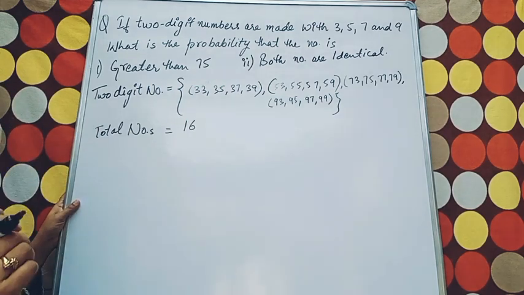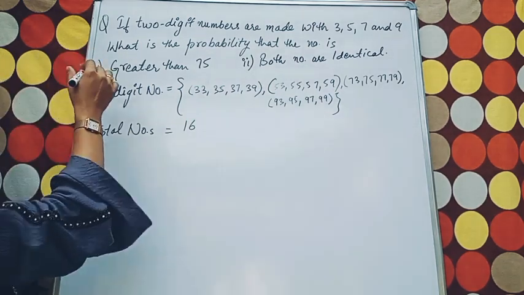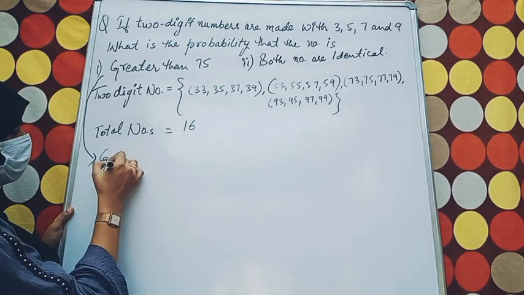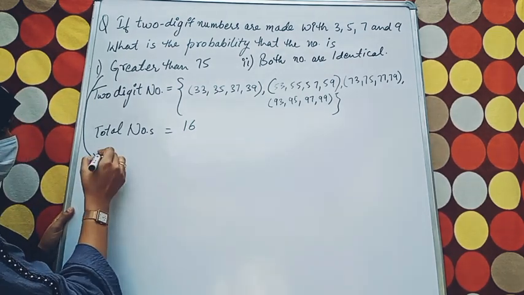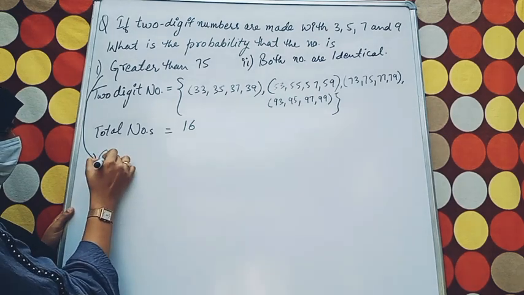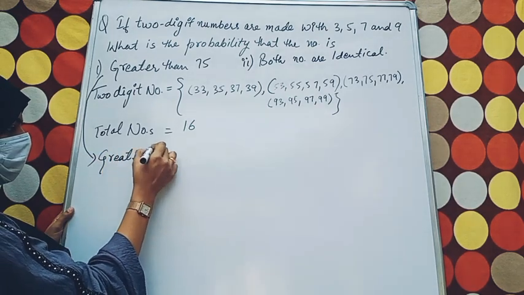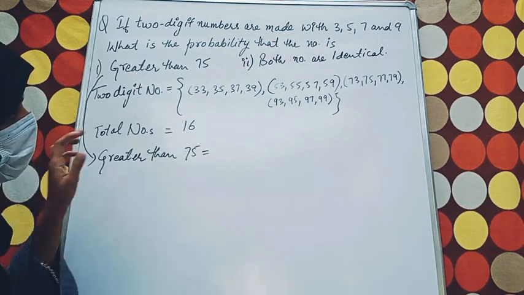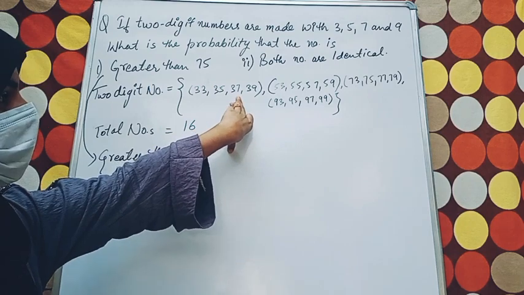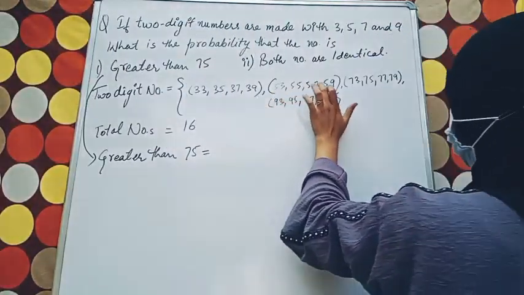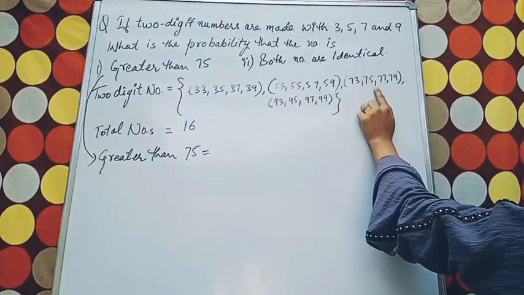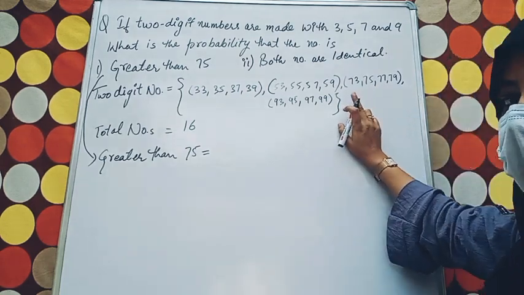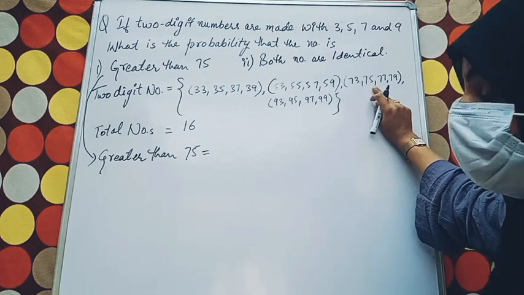Okay. Now the condition says, let's begin with our first part. What does it say? Greater than 75. So we will be writing greater than 75. This will not include 75, so we will directly jump to the next one. It is not said greater than or equal to. If it would have said greater than or equal to, we would have included 75.